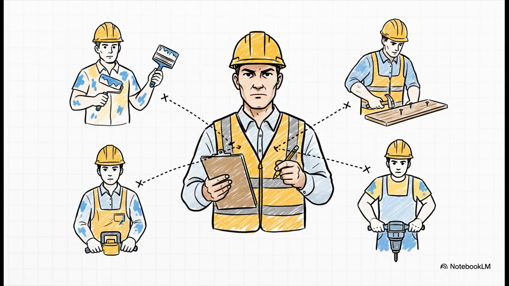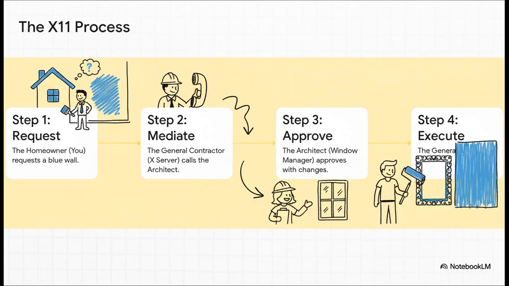I want you to picture X11 as this very old-school, by-the-book general contractor. You know the type. He insists that every single request, no matter how tiny, has to go through him. He's the ultimate middleman, and on his job site, nobody talks directly to each other. Everything goes through him. So just look at this process. You, the application or the homeowner in our story, you just want to paint a wall blue. Simple, right? Well, you can't.